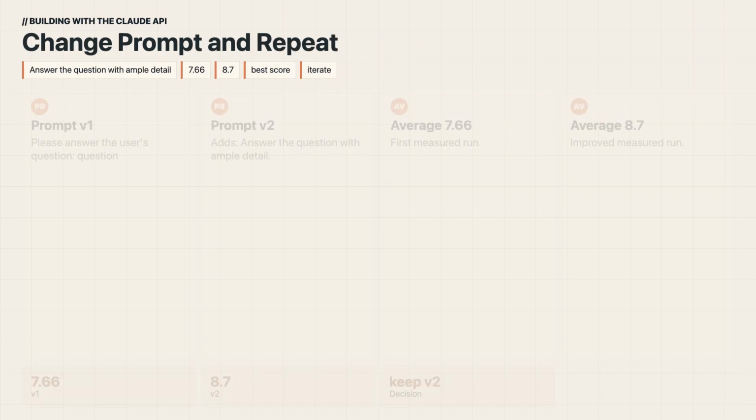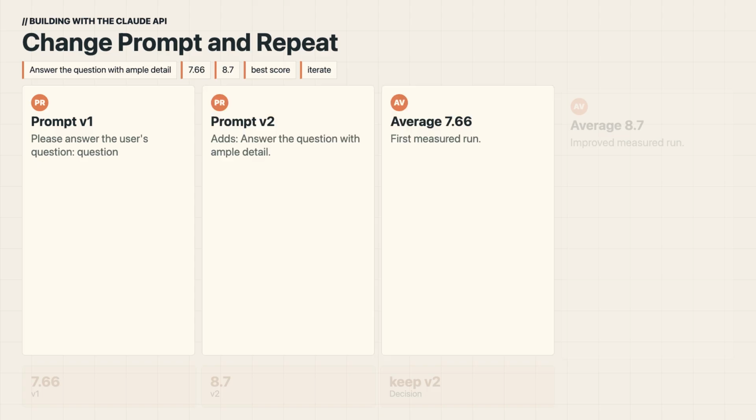Once the first run gives you a score, you can change the prompt and run the same dataset again. The example adds, answer the question with ample detail. Now the average might move from 7.66 to 8.7. The important part is not the exact wording of the added instruction. The important part is that the dataset and grader stayed stable, so the improvement can be compared numerically.